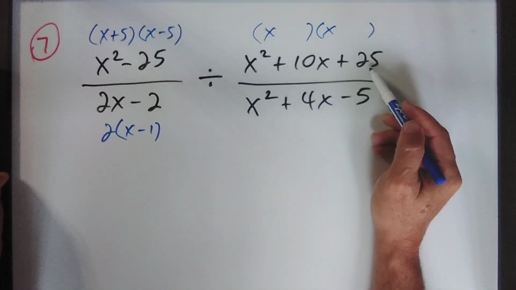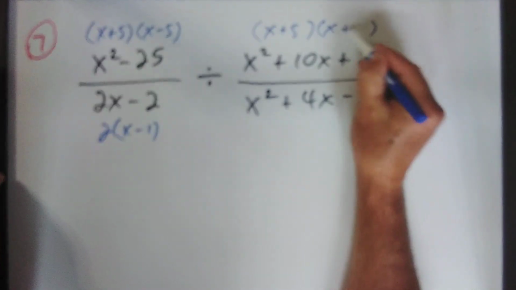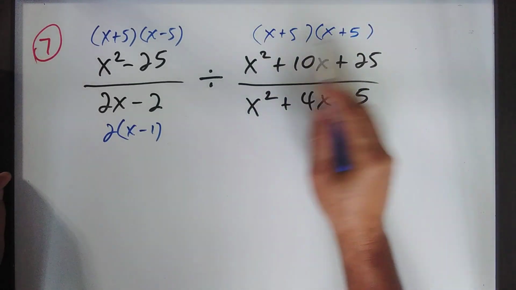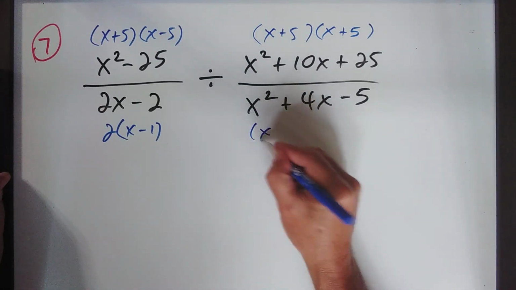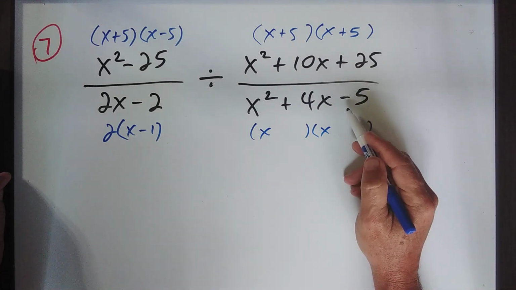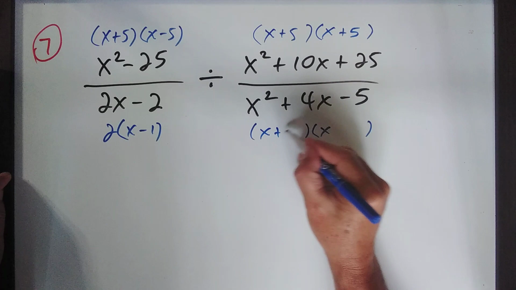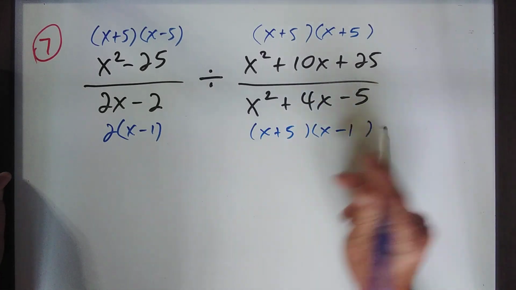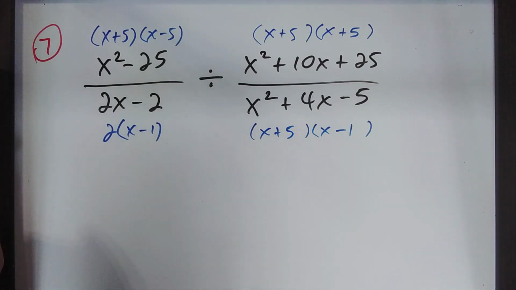Two numbers that give you 25 and add up to 10, that would be positive 5 and positive 5. 5 times 5 is 25, 5 plus 5 is 10. And this one is two numbers that give you negative 5 when you multiply and add up to 4, that would be positive 5 and negative 1. 5 times negative 1 is negative 5, and then 5 minus 1 is 4.